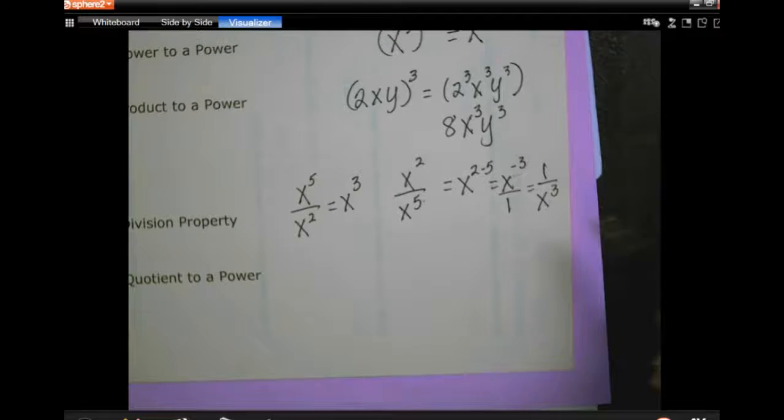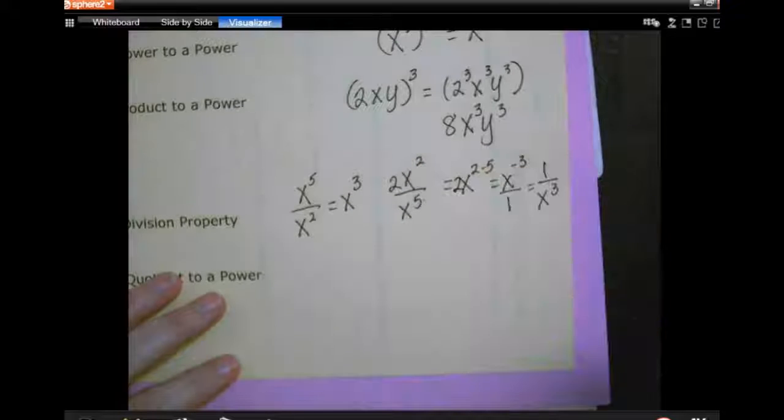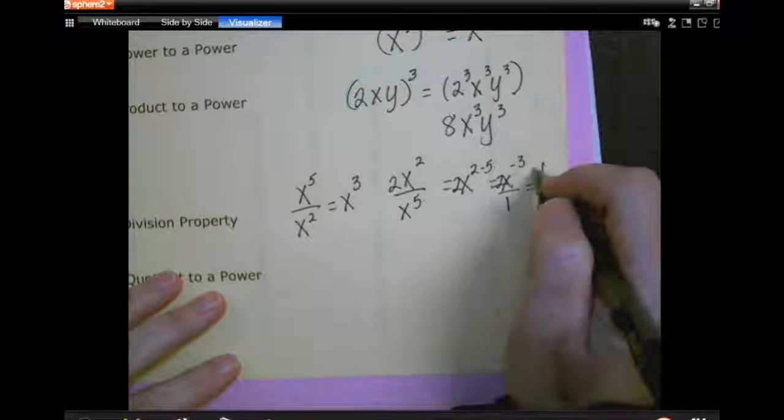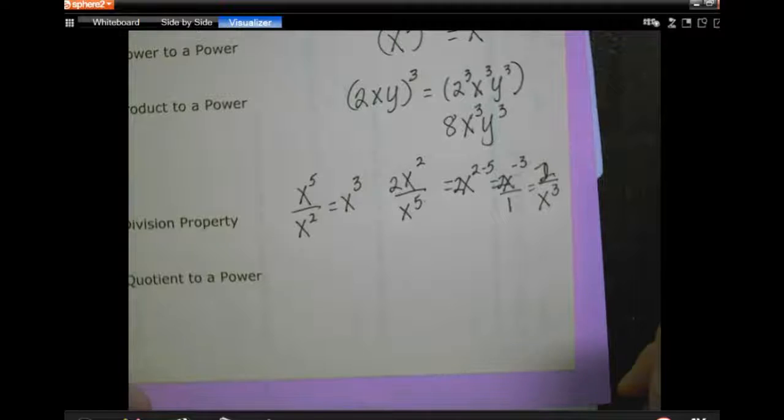No. Well, if there's a number there, if it was 2x to the negative 3, so if there was a 2 here, this would be a 2 over x to the negative. It's not always a 1.